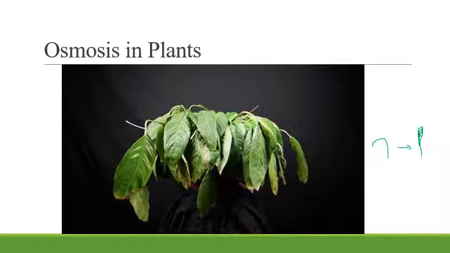So what we're seeing right now is the plant taking in the water by osmosis and distributing it across its various cells. Water. It's a lifesaver.